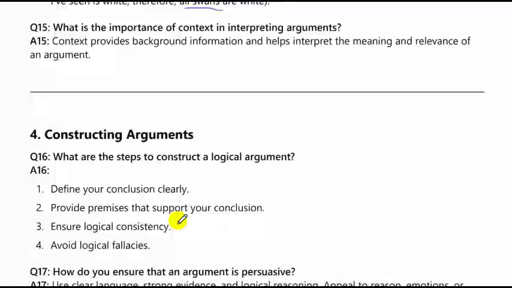Let's look at the next question. Question 15. What is the importance of context in interpreting arguments? Context provides background information and helps interpret the meaning and relevance of an argument. Everything has to be in a proper context, where you are saying, what you are saying, what is the situation, legal context, philosophical context, social context. Everything will change depending on where that argument is being put.